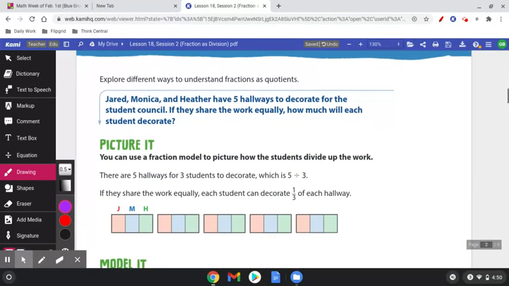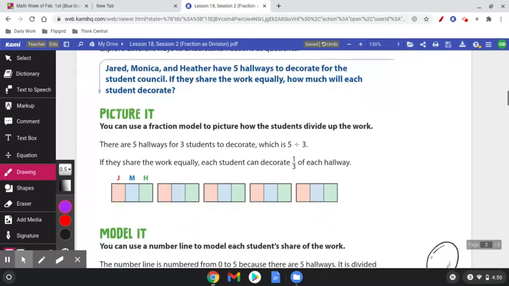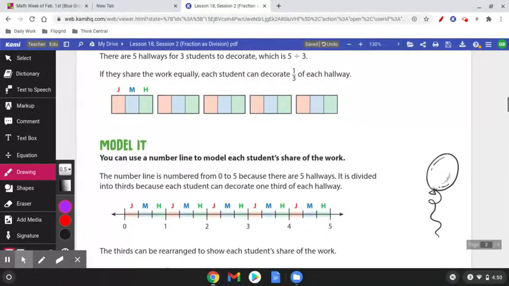Okay, it says explore different ways to understand it here as we are looking through. This first one was fraction bars, which is really what I did. They color coded it and put their initials for each one. As we're seeing from there, you can still see that each person ends up getting a third of each of those wholes, which ends up being 5 thirds.